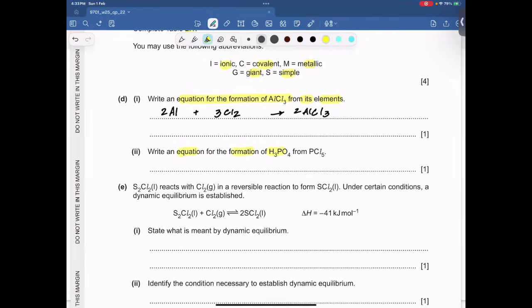Write an equation for the formation of H3PO4 from PCl5. So PCl5, when treated with water, will turn to phosphoric acid. The formula of phosphoric acid is H3PO4, and 5 moles of HCl. All right. So how many hydrogen atoms here? Altogether 8. So in order to balance hydrogen, I will put 4 here. I hope the equation is balanced now.